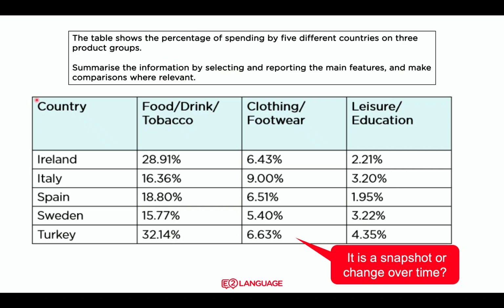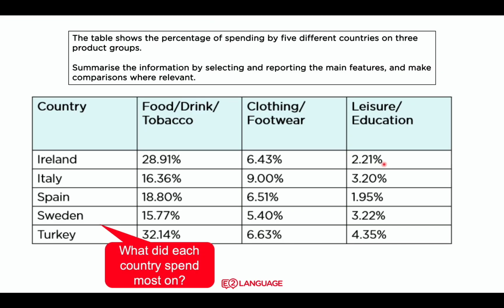So it's showing us the countries. So 5 countries: Ireland, Italy, Spain, Sweden, Turkey. And then 3 categories: food, drink, tobacco, clothing and footwear, leisure and education. And then the numbers in here tell me the percentage of spending. So what percentage of Ireland's money went on food, drink and tobacco was 28.9%. So much less of their money, only 6.43%, went on clothing and footwear, even less on leisure and education.